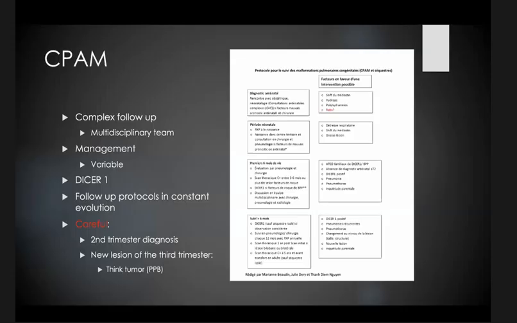Depending on the size, if they had infection, or if the DICER1 is positive, they can or cannot be operated on. But it's mostly a multidisciplinary decision, and it's super controversial. So probably in all your centers, it's different. So be careful. It's a second trimester diagnosis. If it's a new lesion, you cannot assume that it's a CPAM. So think tumor.